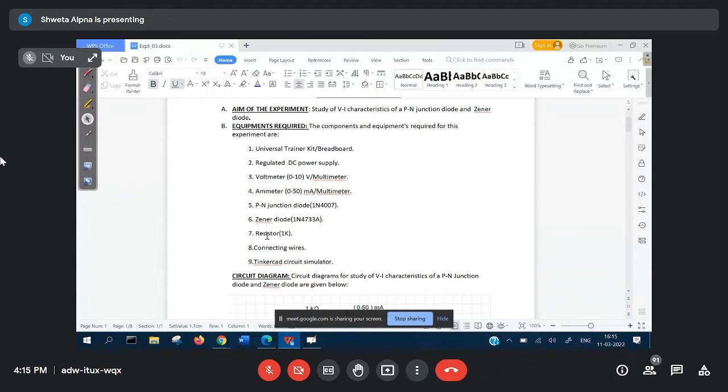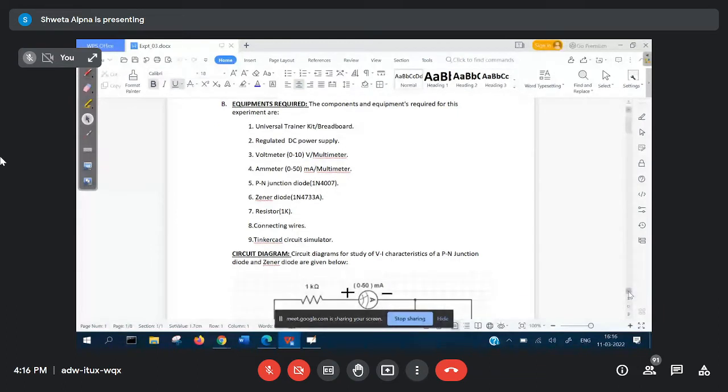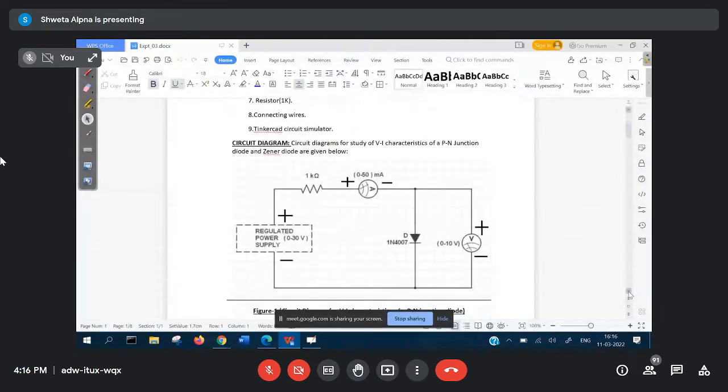And then you need a load resistor, across which you will connect the voltmeter to measure the voltage. So a resistor of 1 kilo ohm, and connecting wires. These things you need when you do it physically. Here we'll be doing the same things. We'll be fabricating and conducting it using the Tinkercad simulator that you have used in the previous experiment also. Drag and drop, and you will connect the circuit.